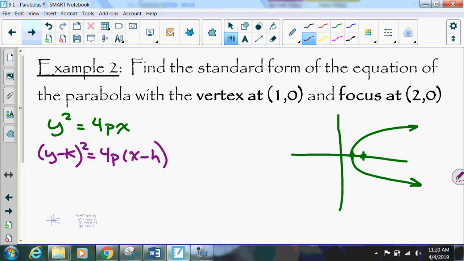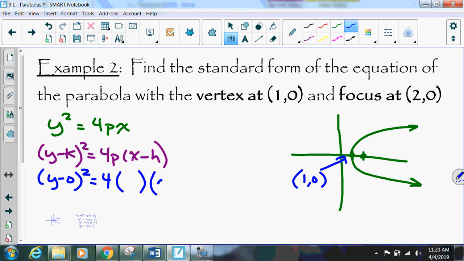So I'm just going to start filling things in. I notice that my vertex is 1, 0. And so the 0 is the k part. I'm going to write it down, do that extra step so when you're looking at your notes it makes sense. I've got the 4, I'm going to plug in the p, and for my h, which is 1, I'll have x minus 1. And then I have to stop and remind myself that the distance p is the distance from the vertex to the focus, and that's 1, so I'm going to plug 1 in there. And then I'm just going to simplify it. So, of course, 1 minus 0 is 1, so I have y squared equals 4 times 1 is 4, and then I have x minus 1.